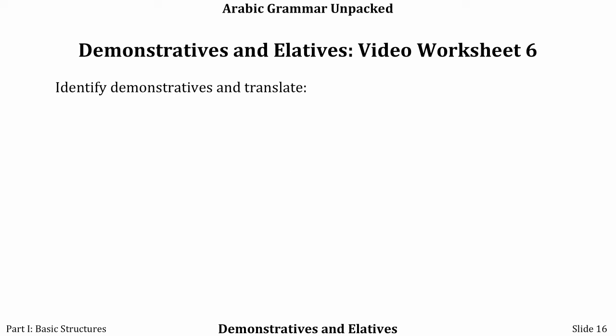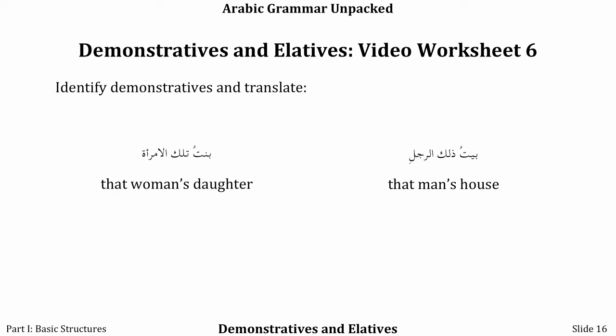Do worksheet 6, pause. Good. Now let's take a look at these examples. Beit dhalik ar-rajul. Now here it doesn't look like an idafa because dhalik is definite and so is ar-rajul, but we're allowed to break the rule here. So this is a three-word idafa. The house, that man, or the house of that man, or that man's house. Bint tilkal imra'a. Same thing here. Daughter, that woman, or that woman's daughter.